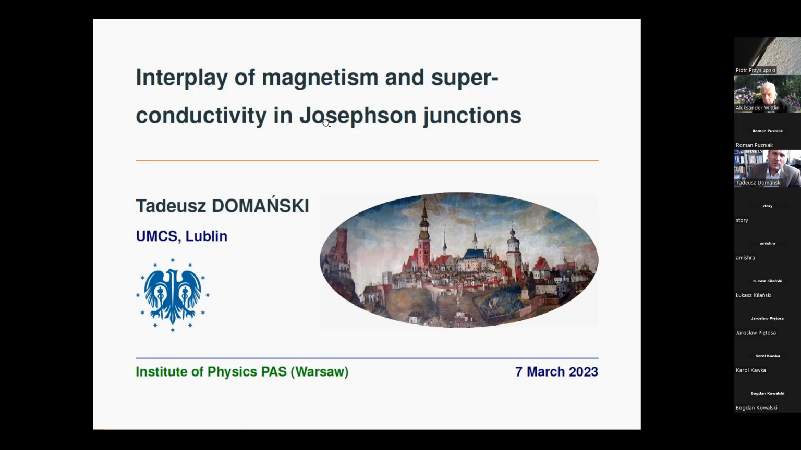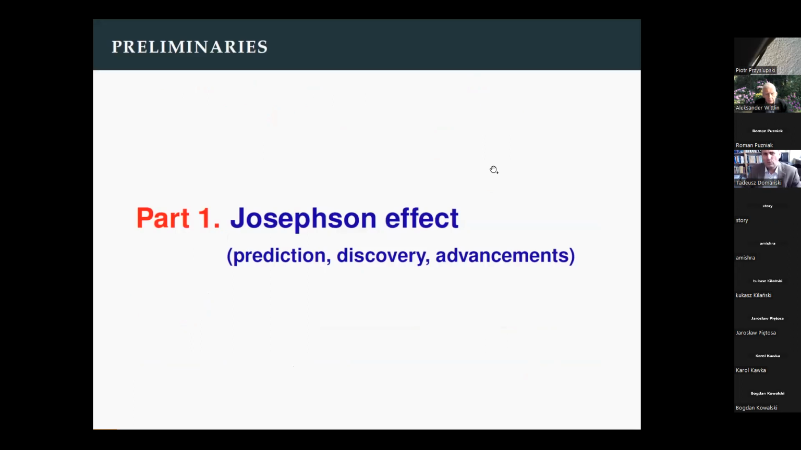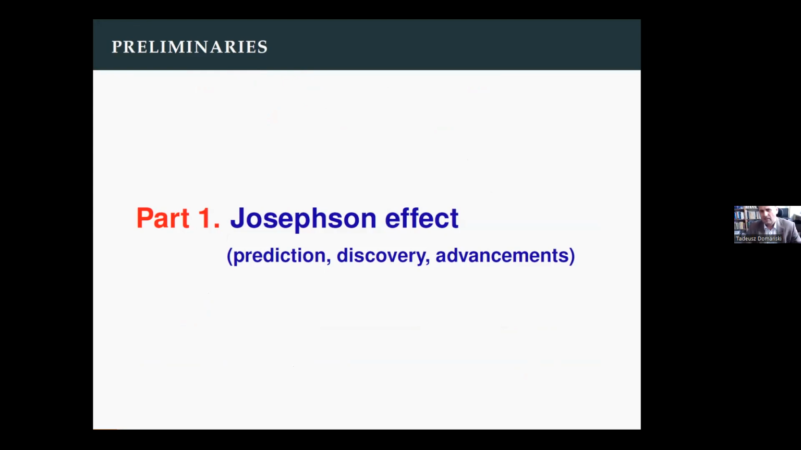So the talk is going to be devoted to Josephson effect, and I divided it in two parts. The first one is of a very general introductory character. So you can think of it as a preliminary part, and those of you who are familiar with Josephson effect, please forgive me for repeating some obvious information on it. And the second part is related to my own activity, not very recent, but I think that it's still quite a hot topic. So it would be related to topological superconductivity.